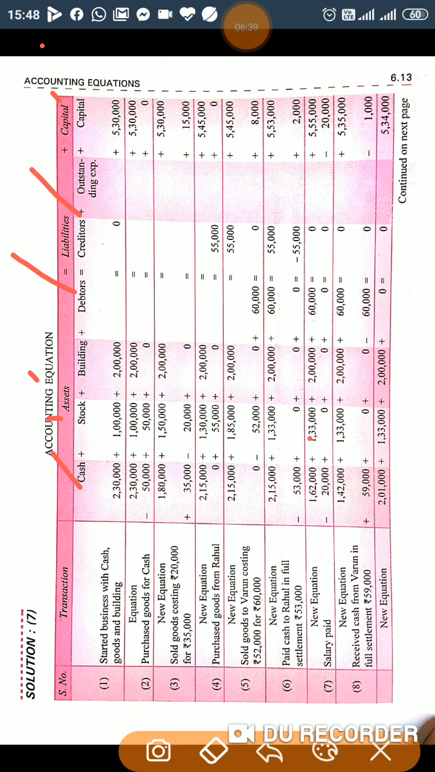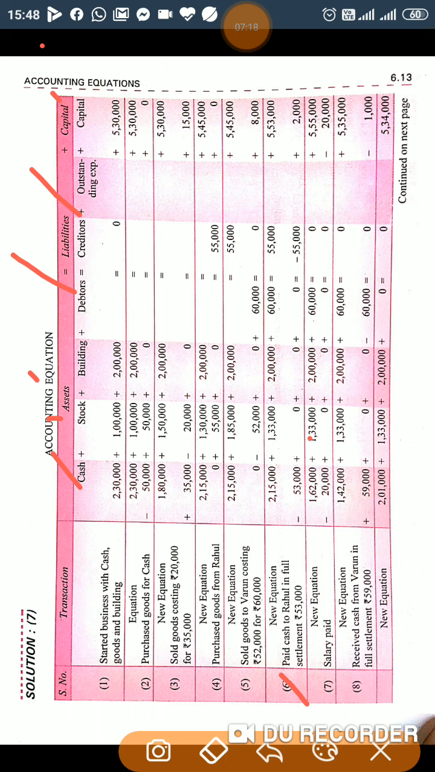Now next transaction is paid cash to Rahul in full settlement, 53,000. So we are making payment to Rahul. Rahul is our creditor, and we are supposed to make payment of 55,000 to the creditor, but in full settlement we are paying 53,000. It means in this transaction creditor is involved, cash is involved, and discount received is involved, because we are supposed to pay Rahul 55,000, but we are making payment of 53,000 in full settlement.